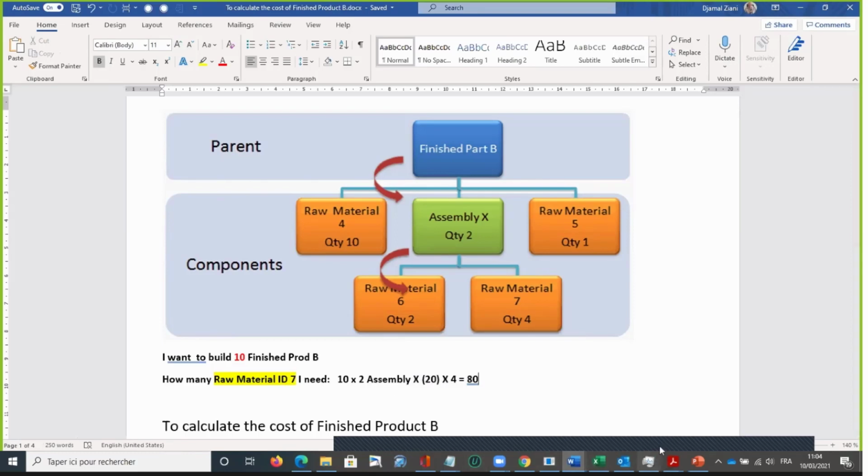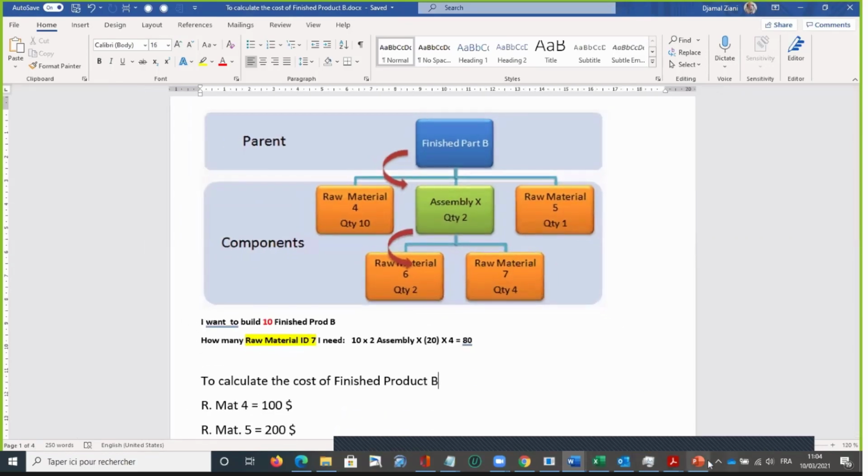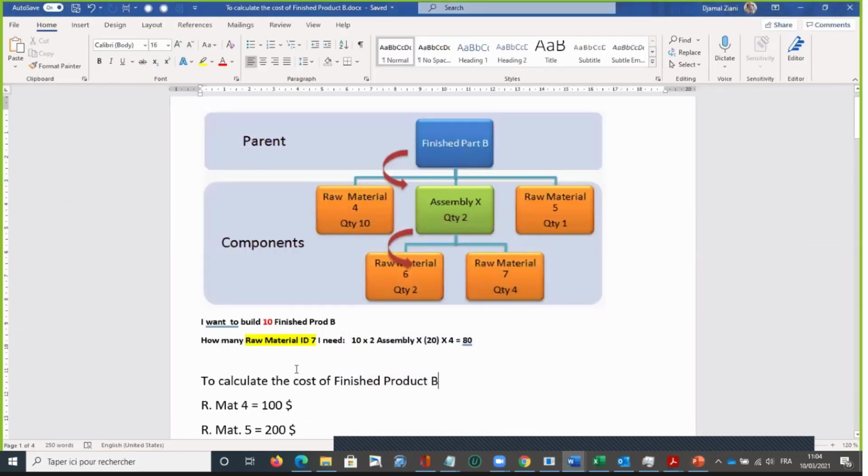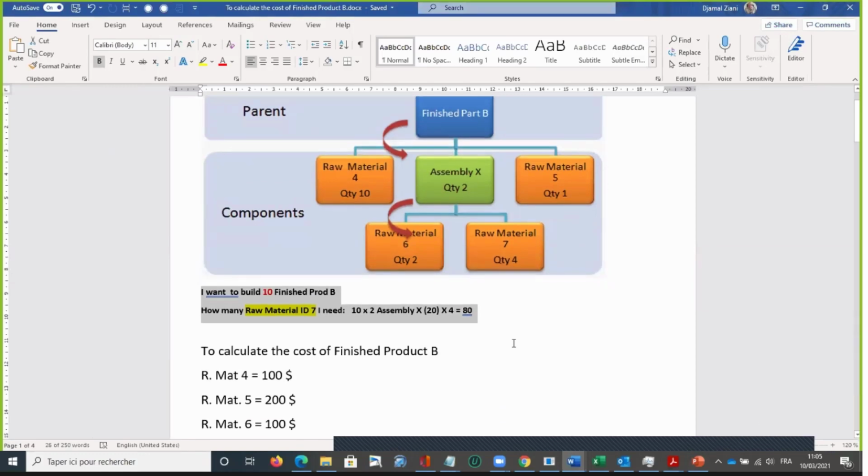So try to memorize this. What they said also is that RMAP is used in production and procurement for product costing. We can use this to find the cost of material. First, try to memorize this, because if I ask you a question like this, you can answer.